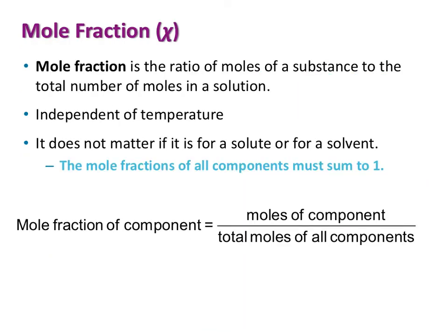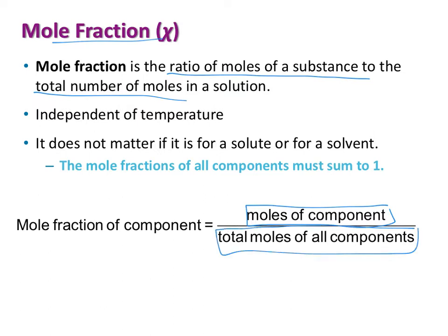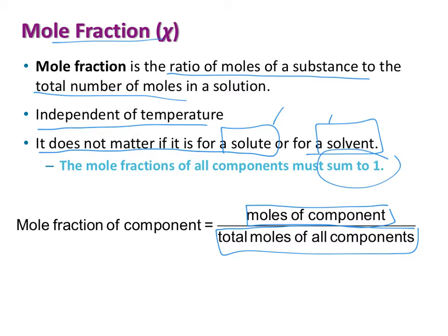So first we have mole fraction. Mole fraction is the ratio of moles of a substance to the total number. All it is, keep it simple in your head, is moles of a component over the total moles of all the different components. So it's a part over a whole. Now, the good thing about mole fraction is it's independent of temperature. So temperature doesn't affect this value. We can calculate mole fraction for both the solute and the solvent, and whenever we calculate these two, they should add up to 1. And this is the actual basic equation for this.